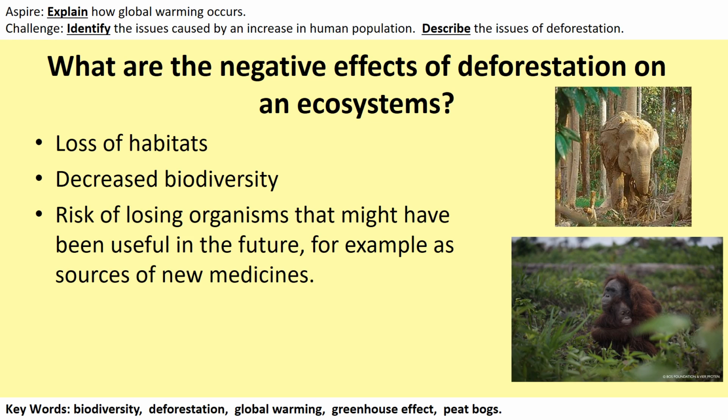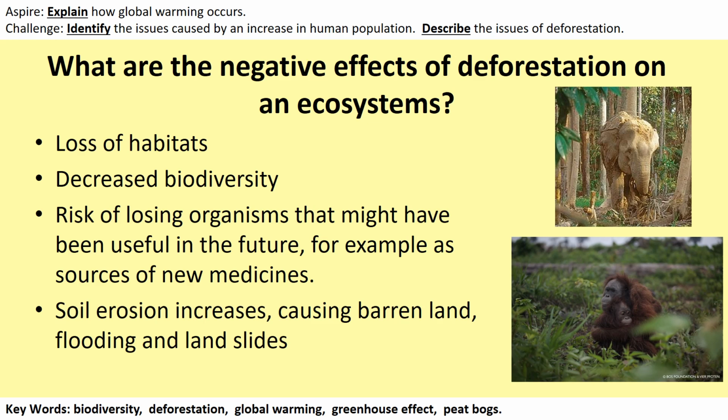And also you end up losing organisms that might become useful in the future. So new medicines that might come from the rainforest, and might be the cure for cancer somewhere in a plant in the rainforest. We might just get rid of that without even realizing it. And also now you haven't got all of these roots holding all the soil together, so you get more soil erosion, which can cause more flooding and landslides. So they're all the negative effects on an ecosystem.